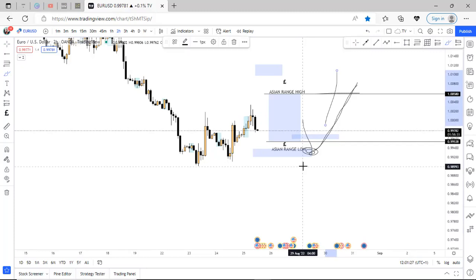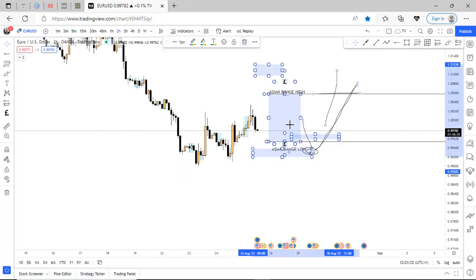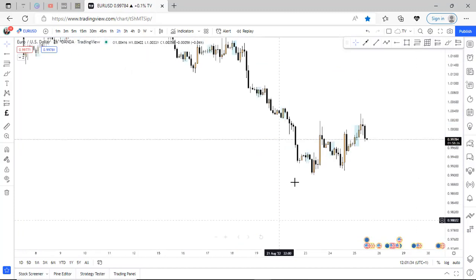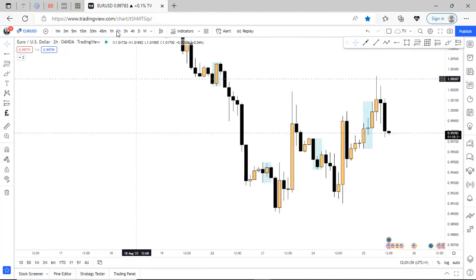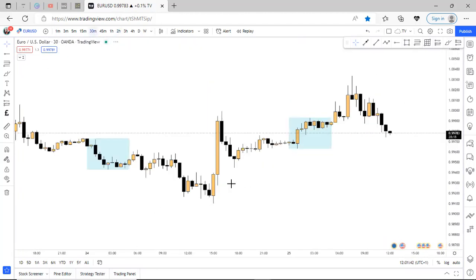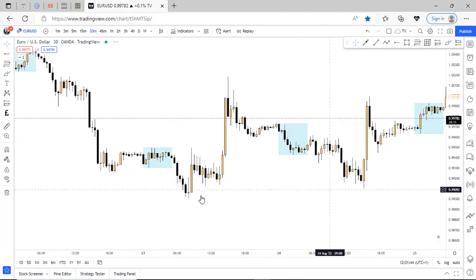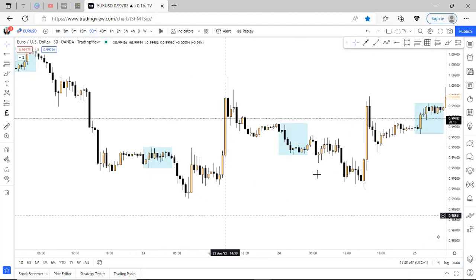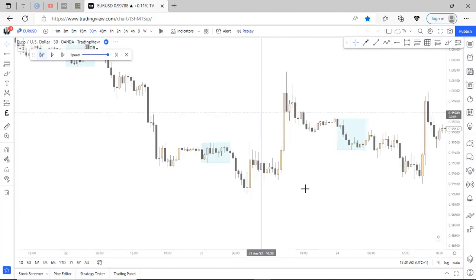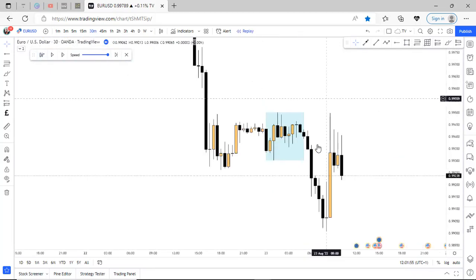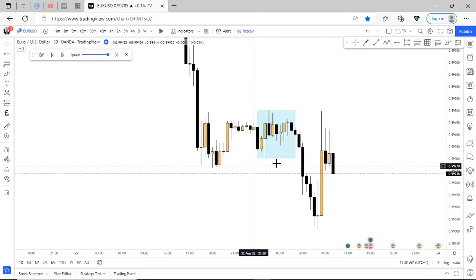Now let's move forward to the chart so you can see better what I'm trying to explain. This is the EURUSD chart, and this is the 2 hour time frame. Let's move down to the 30 minutes time frame. On this particular day, I came on the chart, and as you can see right here, this is the Asian range high, and this is the Asian range low.